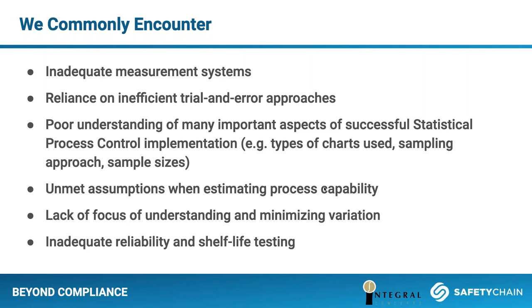Or if they're using a relevant chart that is effective for a lot of modern day production systems, they might be physically sampling incorrectly or not using adequate sample sizes. A lot of times when they're doing a capability assessment, to assess how well products are meeting spec, they don't really check whether the data meets the assumptions. They don't know what distributions their data follows, or they assume that their data follows a bell-shaped curve when most data is actually not bell-shaped.